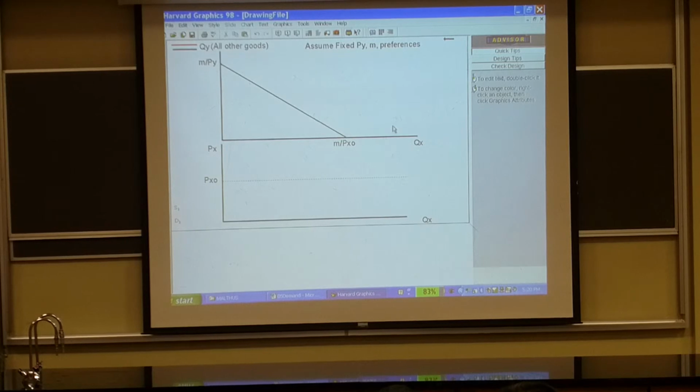Now then, we have to figure out the limits. We can't buy these goods, and we can buy these goods. So we have to figure out what combination of goods this person prefers more than any other.